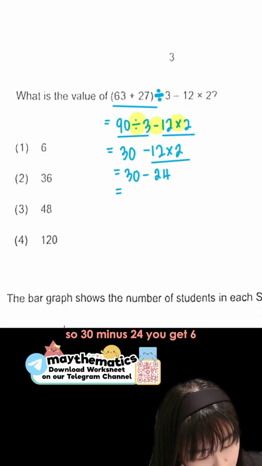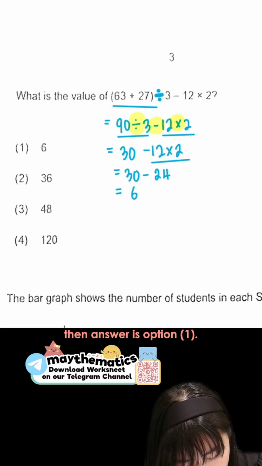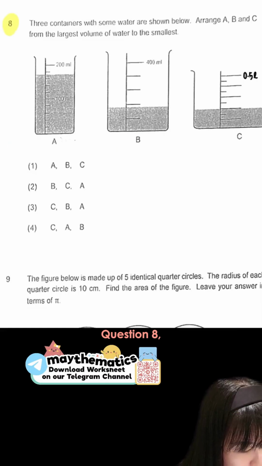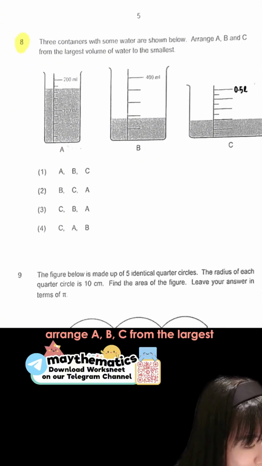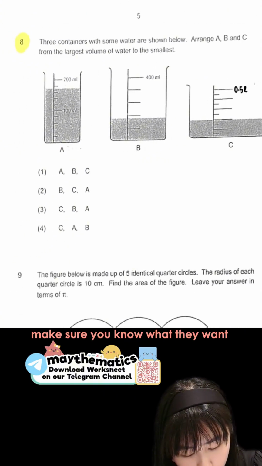So 30 minus 24, you get a 6. Okay, the answer is option number 1. Question 8, right? The 3 containers would have some water shown below. Arrange A, B, C from the largest to the smallest, okay? Make sure you know what they want.